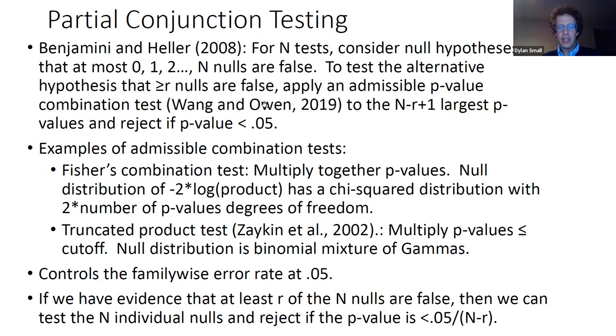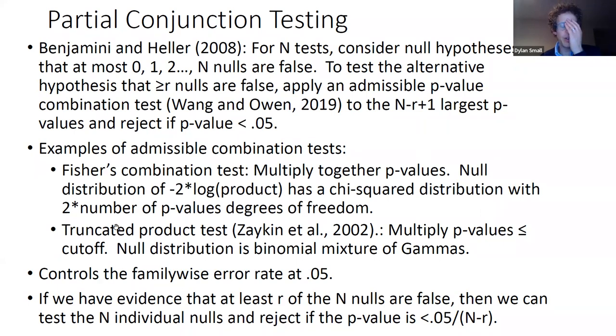But for each test, these results hold when you use an admissible p-value combination test. An example of an admissible combination test is Fisher's combination test, which is just multiplying together the p-values. Then the null distribution of minus two times the log of the product is chi-square with two times the number of p-values degrees of freedom. So you could apply this test to the n minus r plus one largest p-values. If it is significant, that would be evidence to reject that null.